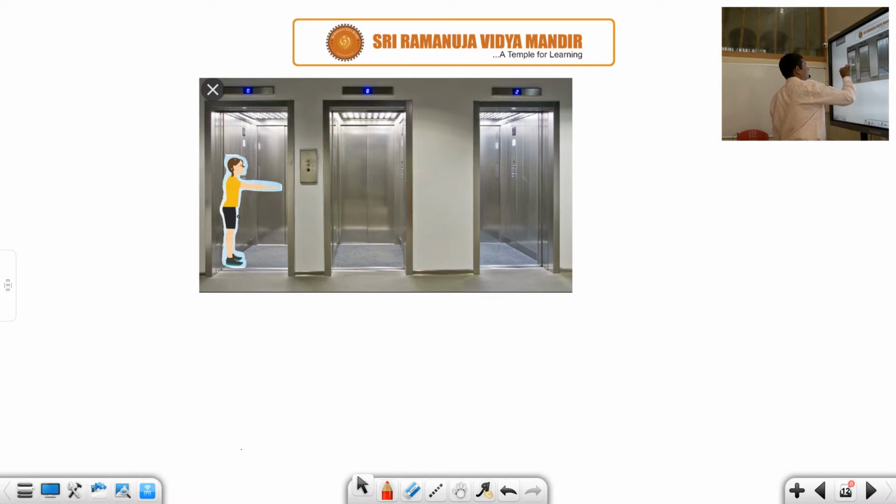Okay, now first case, students. What is our aim? Our aim is to find out the time taken, or the path of this coin, from the lift frame. So basically we are solving this problem from the lift frame. In the first case, the lift is at rest.